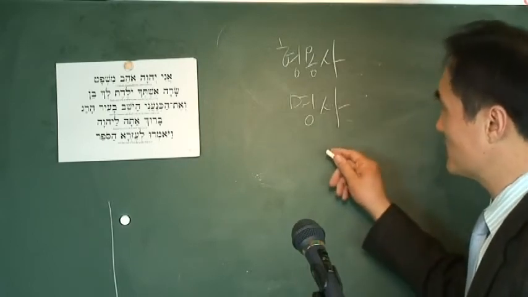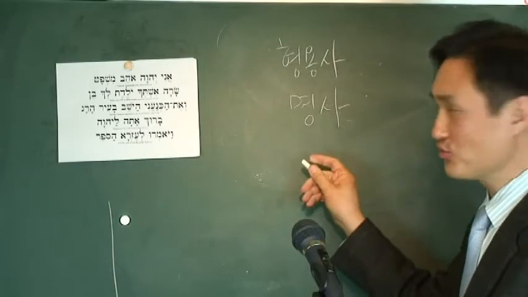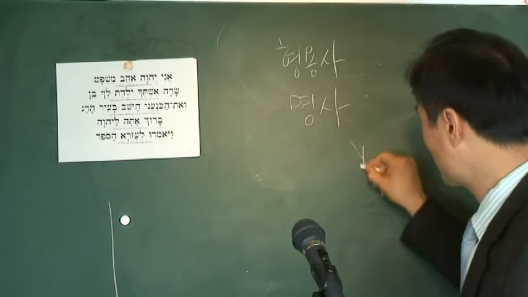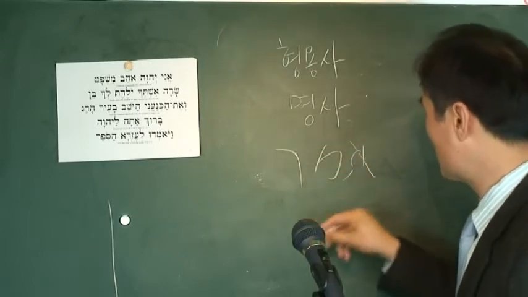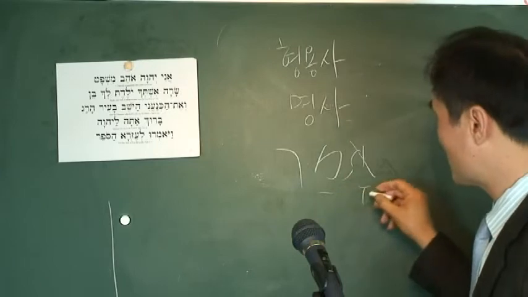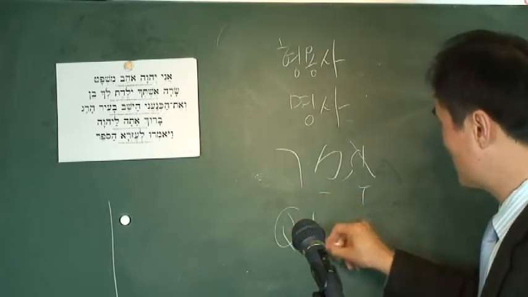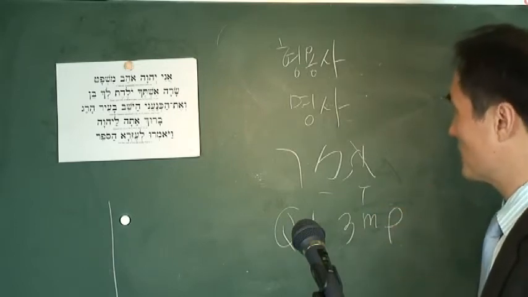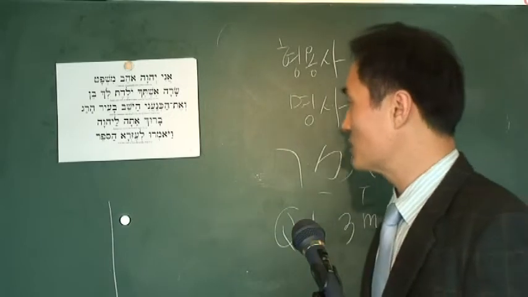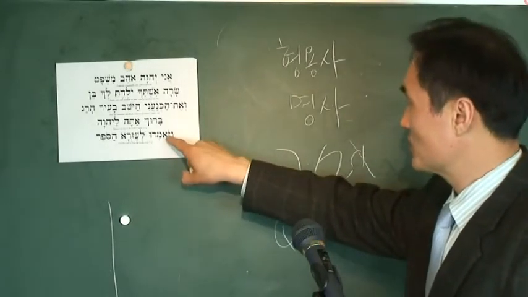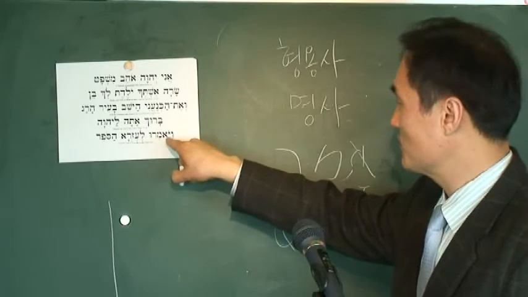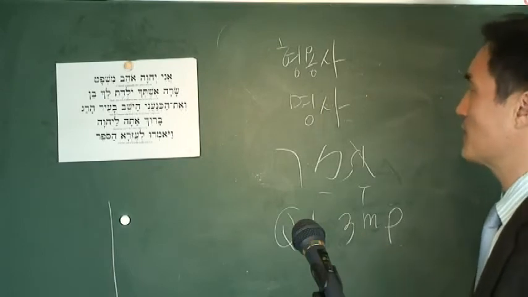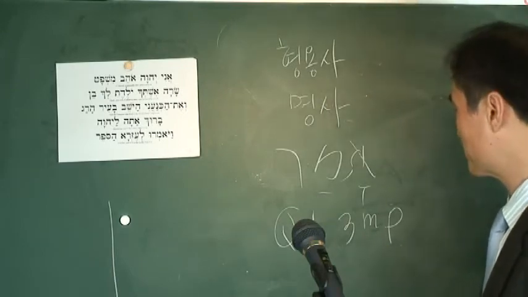Vai yomeru is the third person masculine plural of the Kal verb. The third person masculine plural of amar is yomeru, and we can see that yod, yi, and u make up the model of the third person masculine plural.